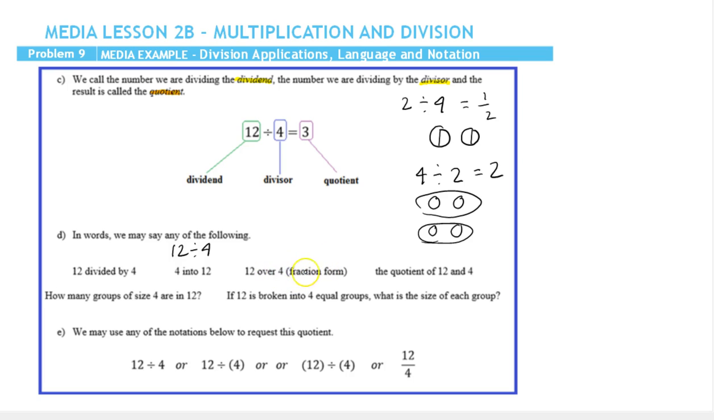Okay, and we're just going to look at fractions as division now. You'll learn more about fractions later and other ways to think of it. Or we may say the quotient of, which is the answer, of 12 and 4, where the first number is the dividend, the second number is the divisor.